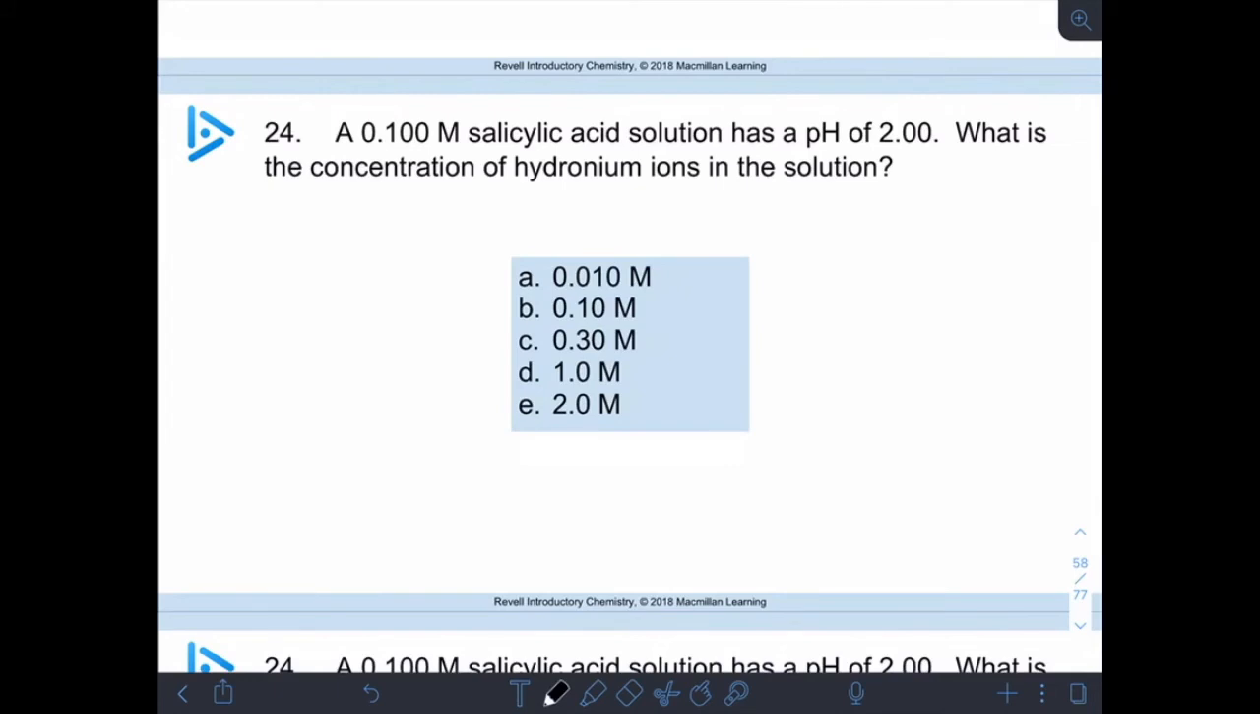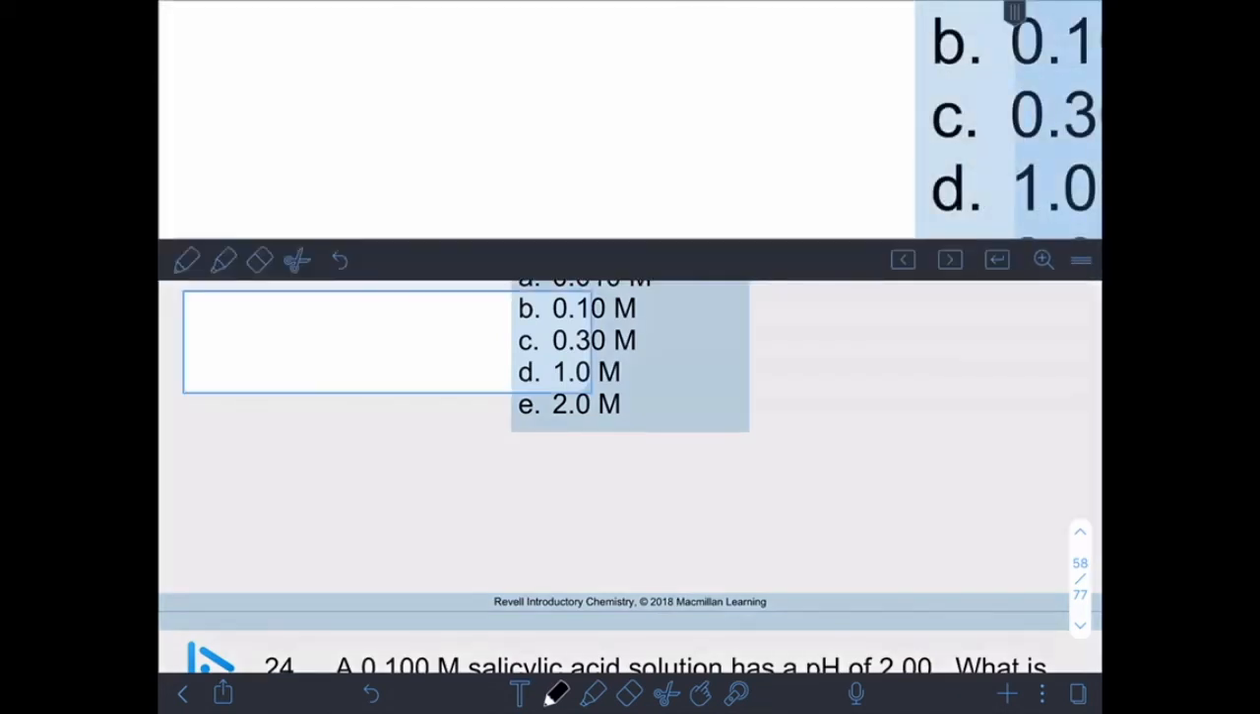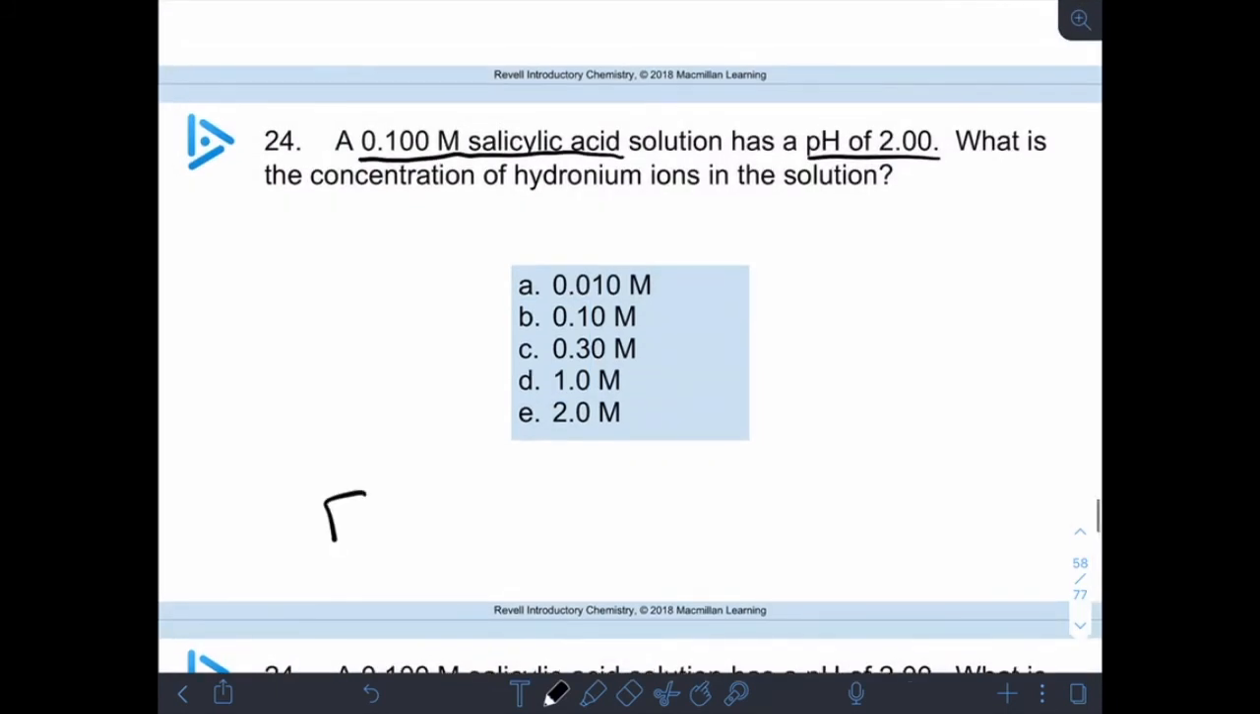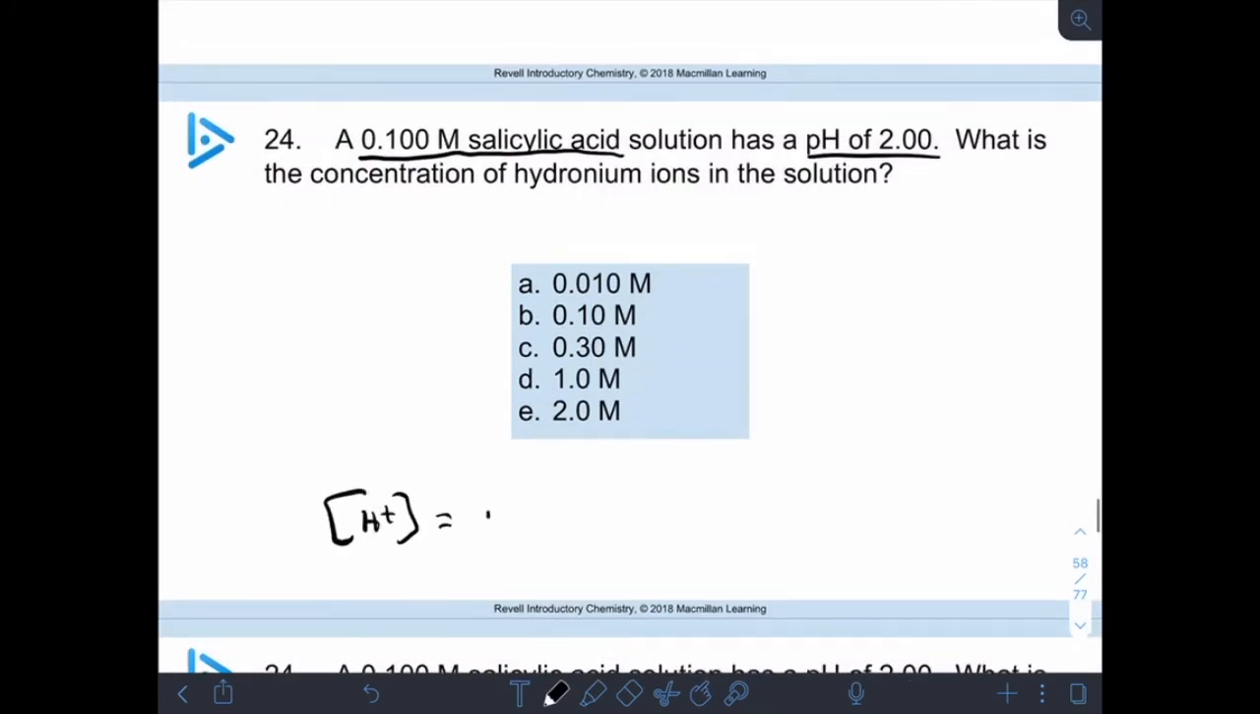A 0.1 molar salicylic acid solution has a pH of 2. What is the concentration of hydronium ions in the solution? Now, this particular problem is giving you information you don't need. Okay, so this is a tricky bit. This stuff about 0.1 molar salicylic acid, you don't need it. Okay, all you need in order to find hydronium ions is the pH. Okay, so remember H plus is 10 to the negative pH.